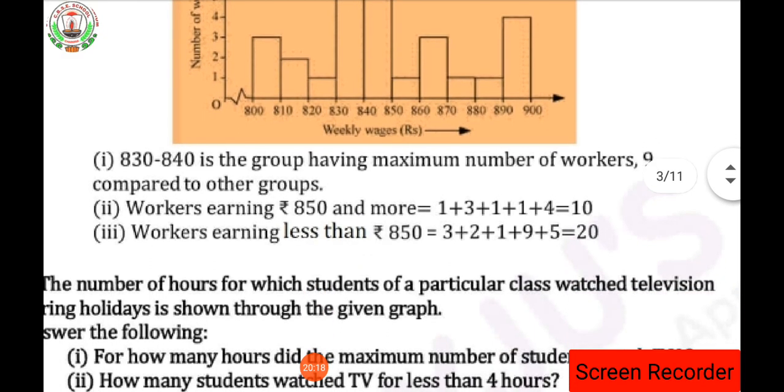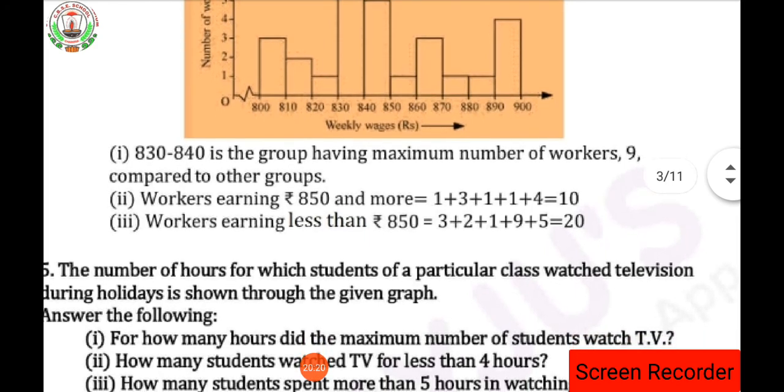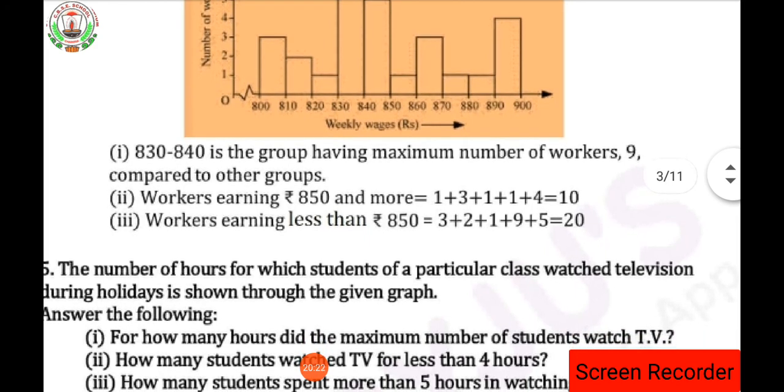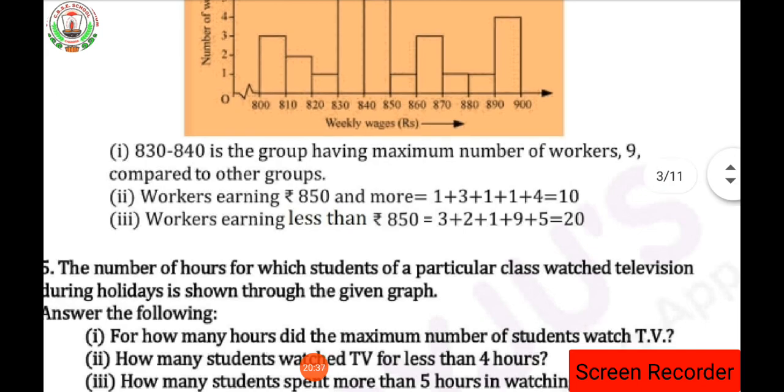Okay, next, since 3 questions are asked in the question, what is the first question that I had explained to you, but let's see the answer. Which group has the maximum number of workers? While showing the tally mark I had told you that it is 9, isn't it? 830 to 840 is the group having the maximum number.